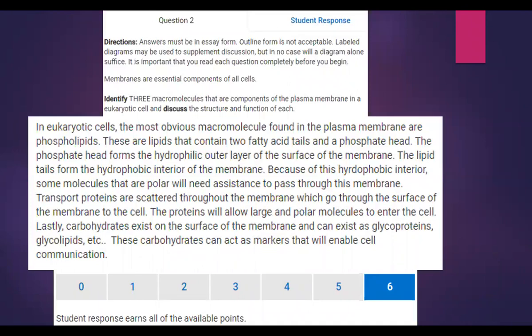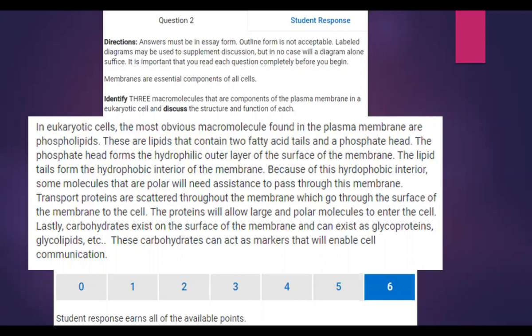All right, this person earned the full 6. In eukaryotic cells, the most obvious macromolecule found in the plasma membrane are phospholipids. These lipids contain 2 fatty acid tails and a phosphate head. There's a point. The phosphate head forms a hydrophilic outer layer on the surface of the membrane. The lipid tails form the hydrophobic interior of the membrane. Because of the hydrophobic interior, some molecules that are polar will need assistance to pass through the membrane. Okay, so there's 2 points there for structure and function.